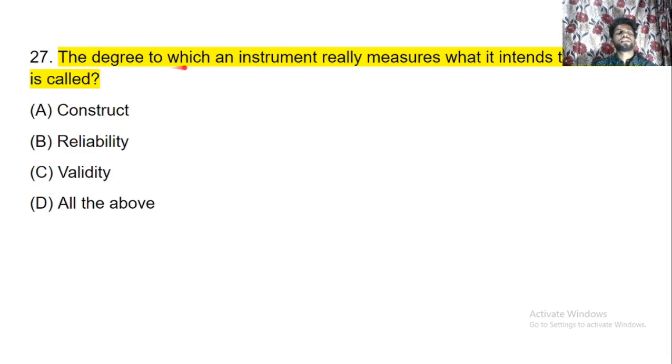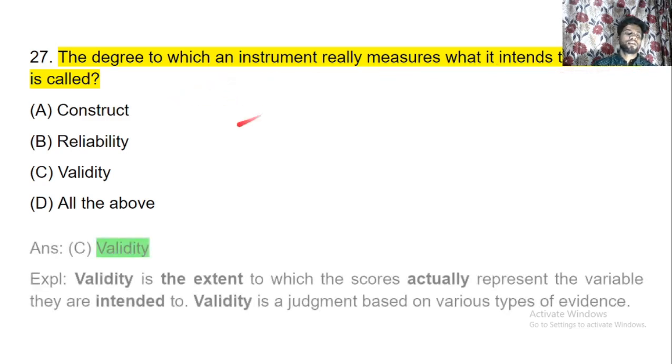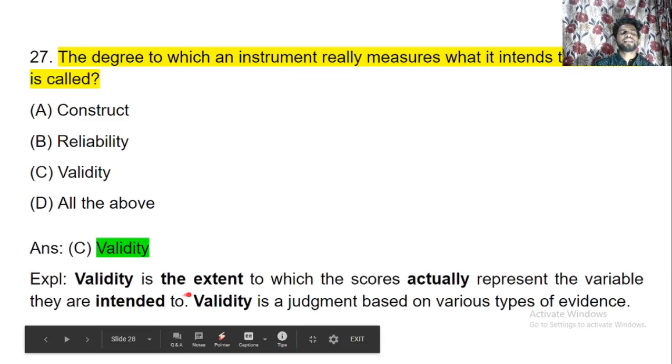Now the degree to which an instrument really measures what it intends to measure is called validity. Validity is the extent to which the scores actually represent the variable they are intended to.